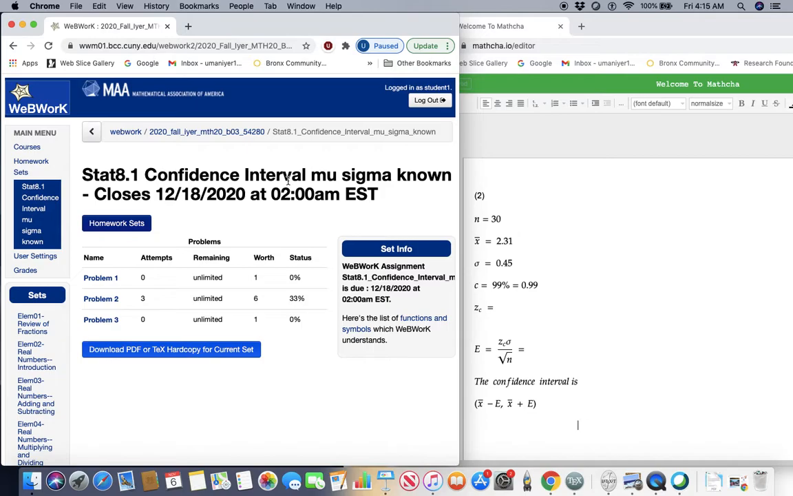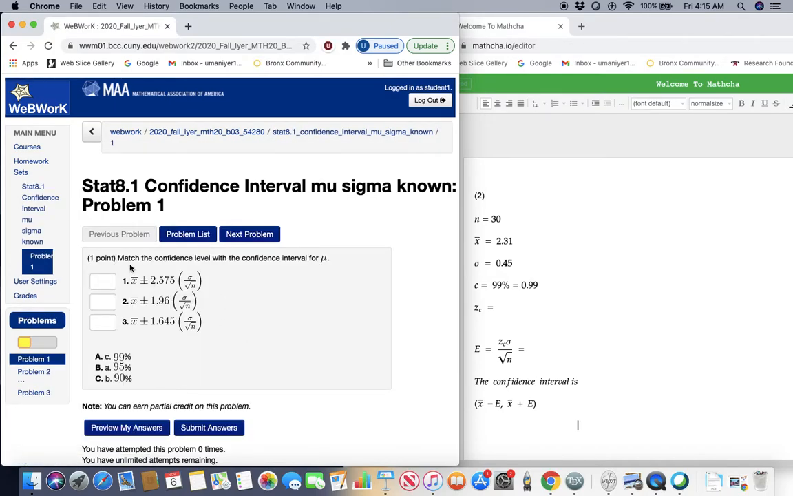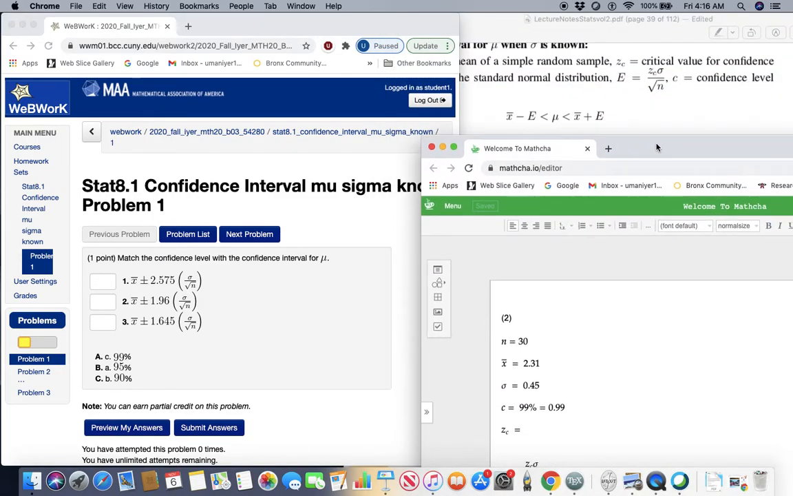Confidence interval for mu, sigma known. So sigma is known in this particular section. Match the confidence level with the confidence interval. So you have a certain number here. If you look at the formula for maximal error, it is z sub c sigma over square root n. So that quantity is z sub c because the rest is sigma over square root n.